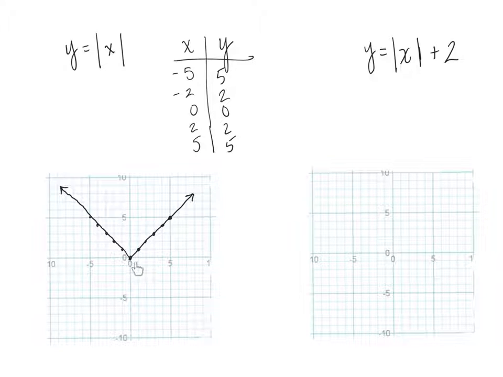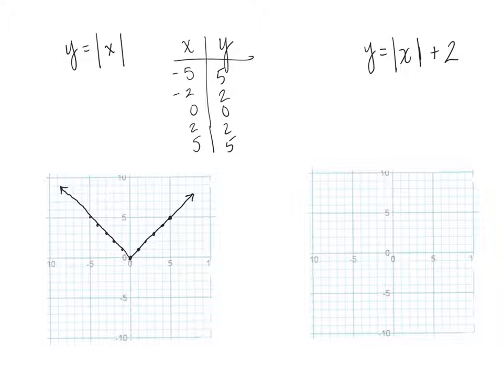So when I plot these, 0 is 0, 1 is 1, 2 is 2. Over here, -1 is 1, -2 is 2. -5 is 5. So I get this V-shaped graph because it's the absolute value, and all of my y values here are positive, so they're in this area of my graph. Let's look at what happens when I shift it up by 2.